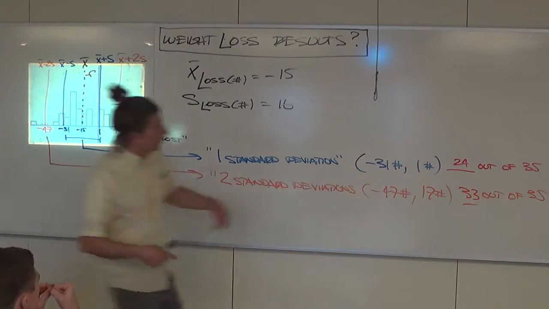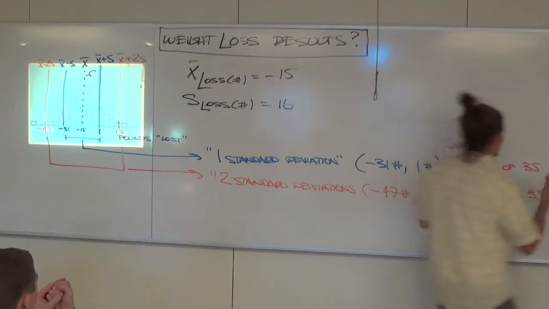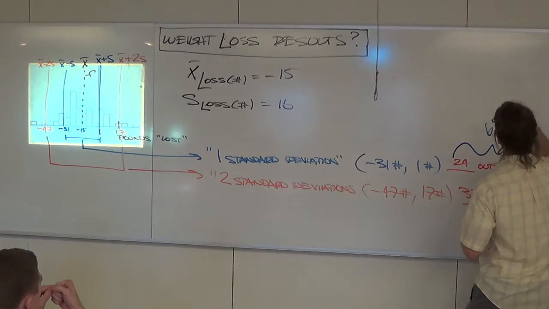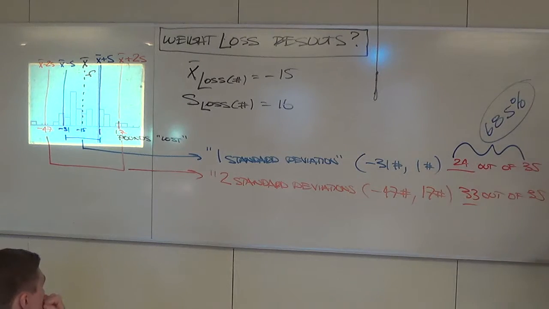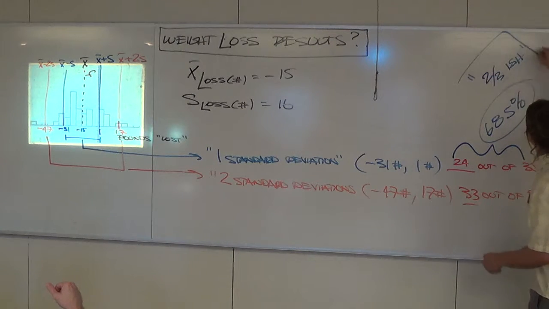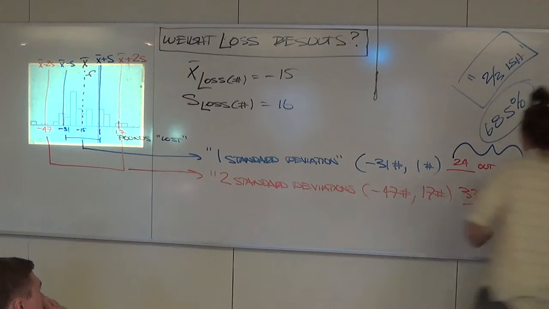So what's 24 out of 35? Is that like 2/3? 68%? 69? How about 68 and a half? Somewhere 2/3-ish. Yeah, somewhere in there. With a small data set, you're going to have quite a bit of flip-flop back and forth. So, how about 33 out of 35? 94%?